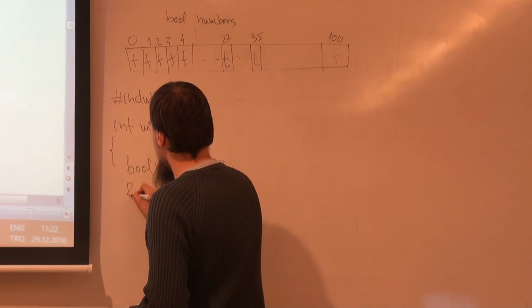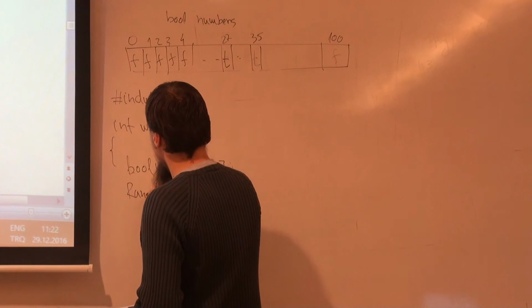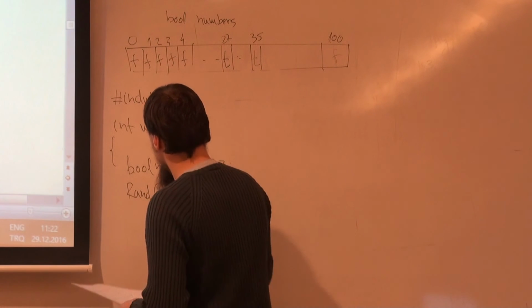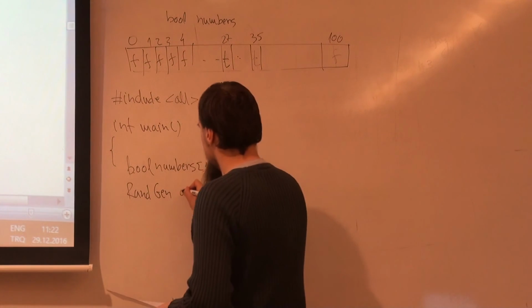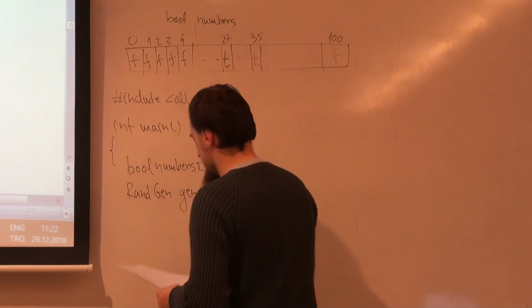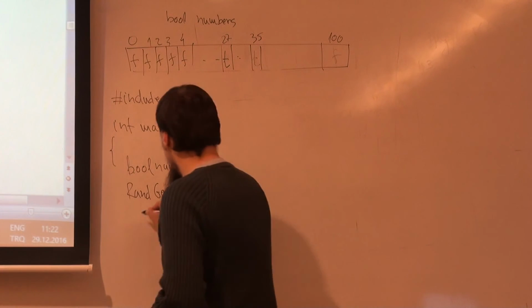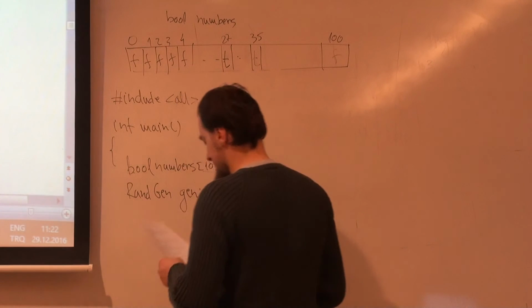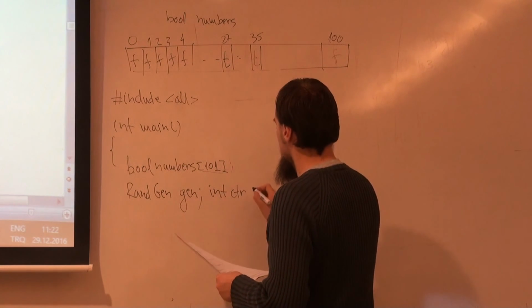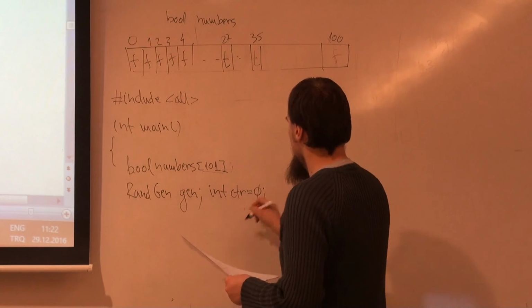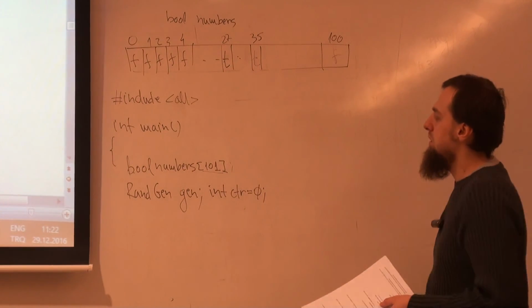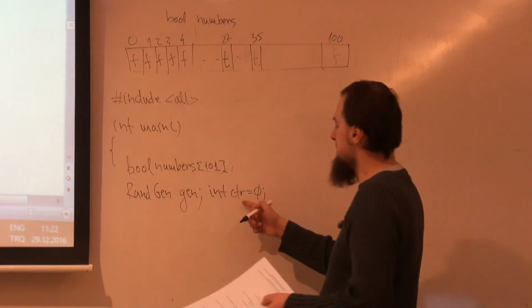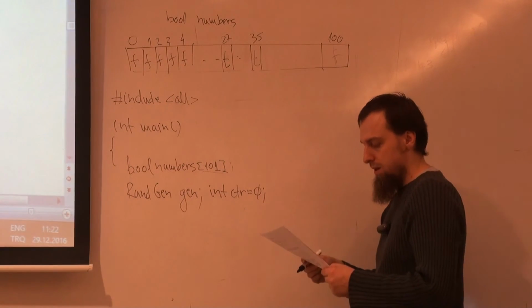I define another variable of random generator class called generator. And I define a counter. Initially it's 0. In this counter I count the numbers, how many numbers I've generated. This counter in the end should be 10.